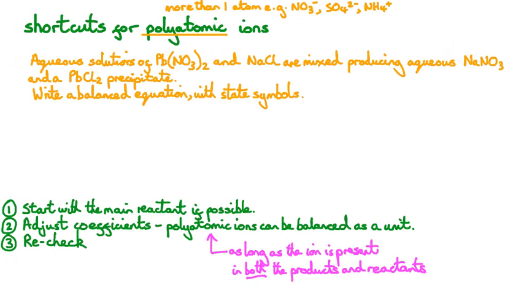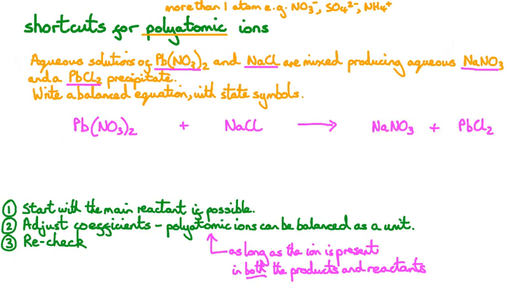Let's have a look at this example reaction. Aqueous solutions of PbNO3 and NaCl are mixed, producing aqueous NaNO3 and a PbCl2 precipitate. Write a balanced equation with state symbols. Let's begin writing our balanced equation by simply putting the reactants and the products down. We have lead nitrate and sodium chloride as our reactants, and we have sodium nitrate and lead chloride as our products.